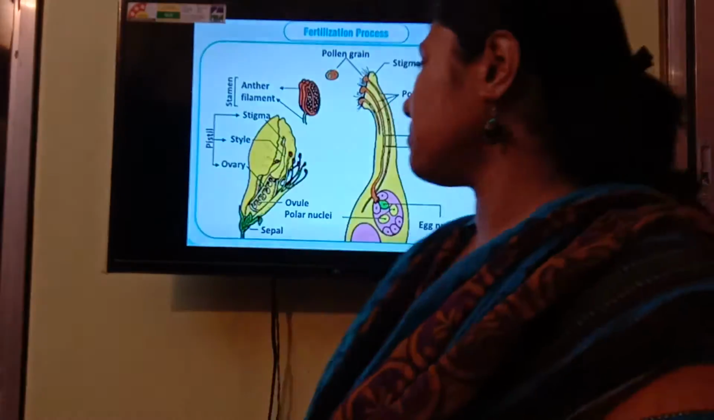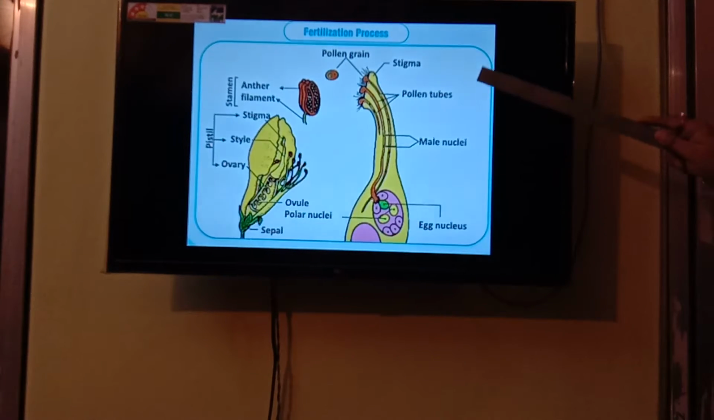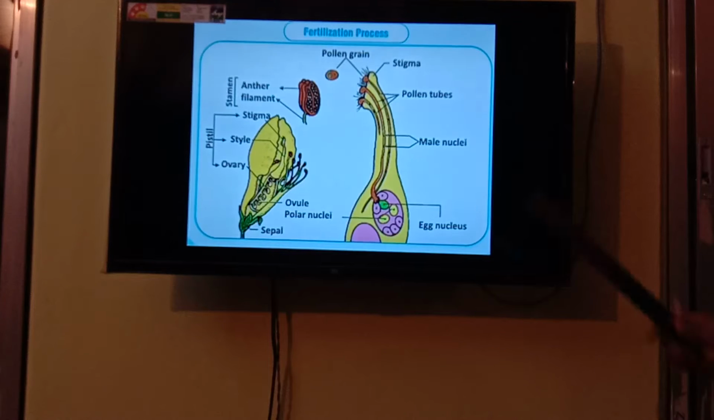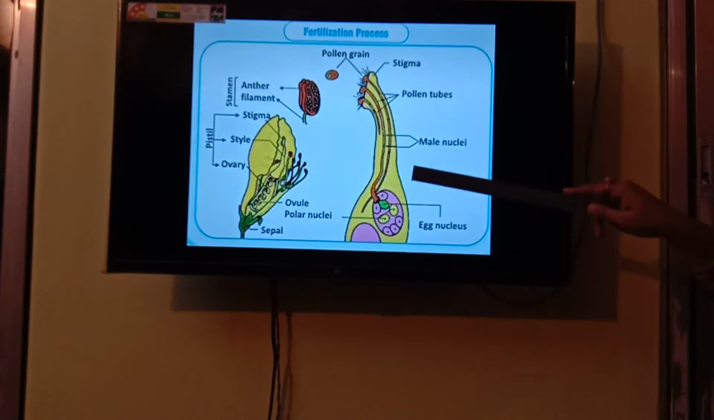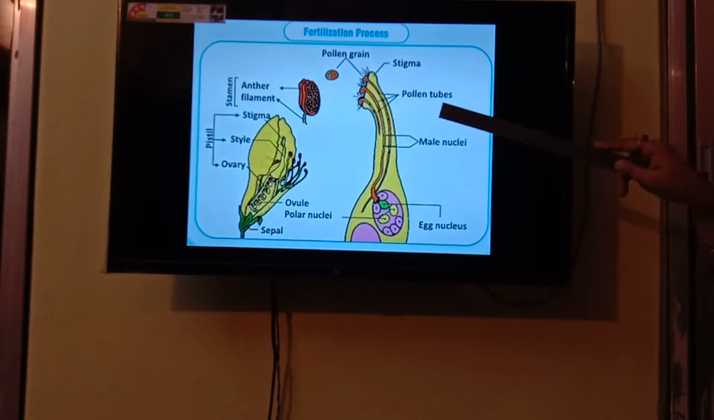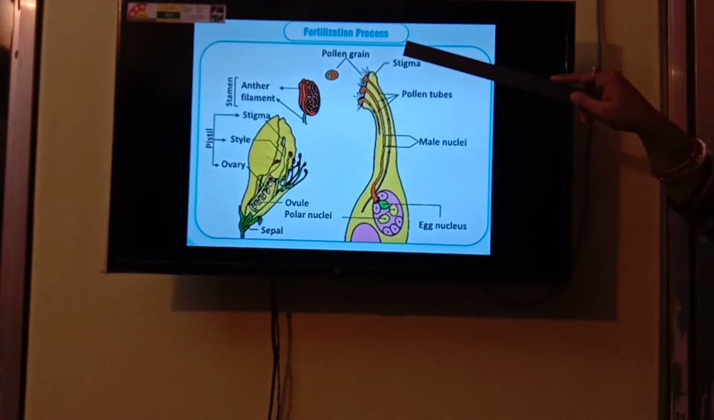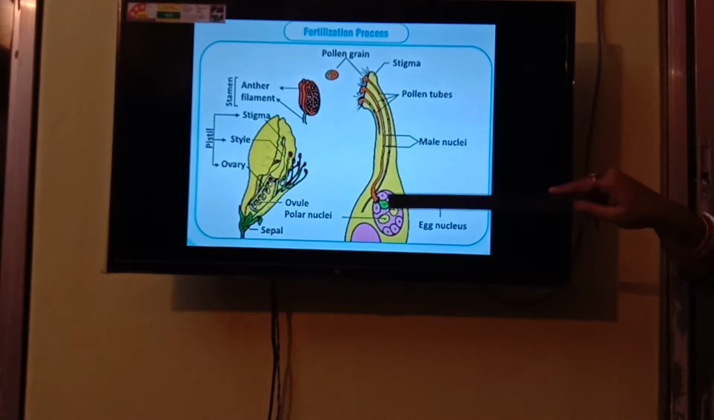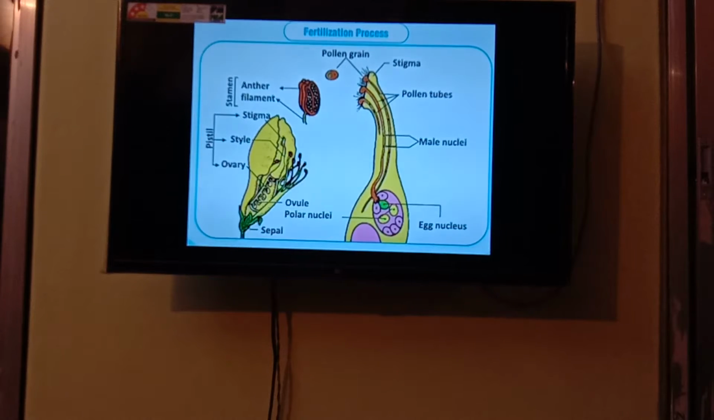Now students, look at the picture. This is the process of fertilization. In this process, first the stigma secretes some nutrients, and the pollen grains accept this, grow, and form a tube-like structure. Look at the picture, this tube-like structure is the pollen tube. The pollen tube goes through the stigma and style and enters the ovule. The ovule is a female reproductive part, and the fertilization process occurs. The pollen tube contains two male nuclei, and these male nuclei are called sperm nuclei.